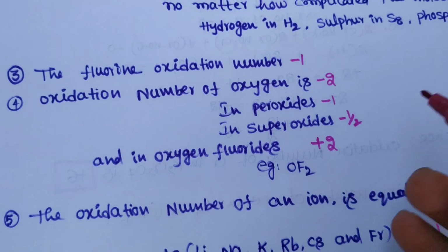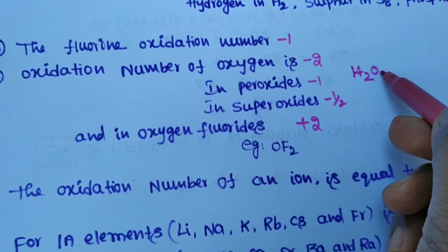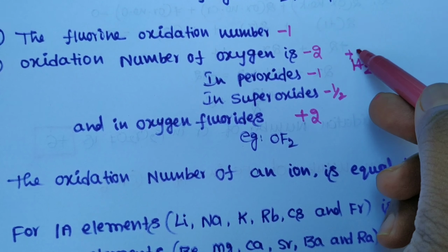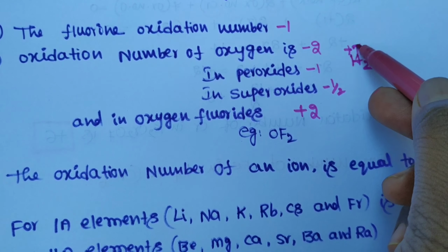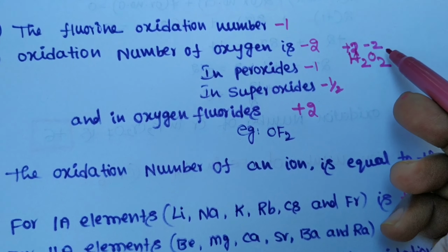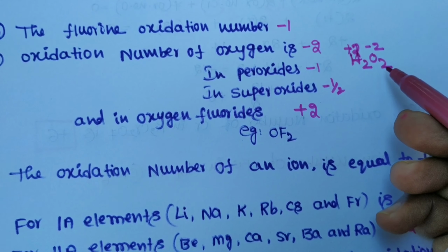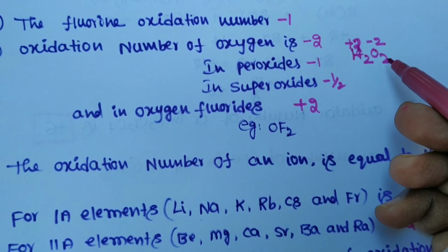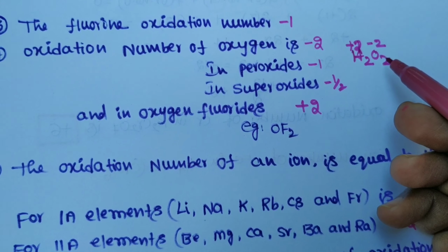So in that H2O2, see H2O2. Already we discussed in rule number 1, hydrogen oxidation number is +1, right? So here 2 hydrogens are there, that's why this will become +2, and this one will become -2. -2 means for each oxygen atom it will come -1 only. So that's why in peroxides, so this is hydrogen peroxide, in peroxides oxygen oxidation number is -1.